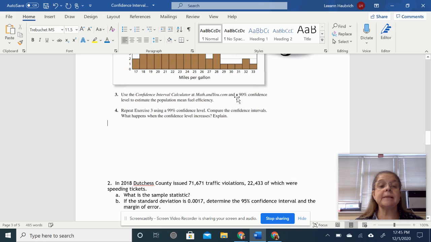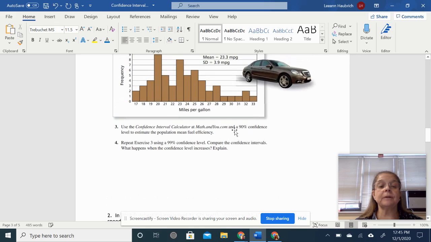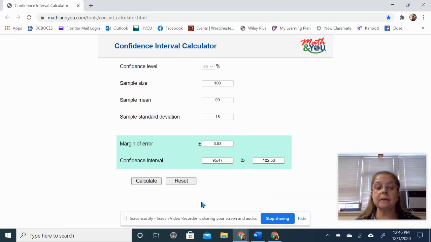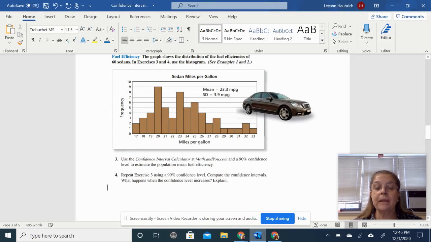Use the calculator to get the 90% confidence level to estimate the population mean. Well, I need to have three things. I need a mean, I need a standard deviation, and I need to know the size of the sample. So we're looking for 90%. I'm going to go back to where that is at, hit reset. It automatically resets to 90. I know the sample size is 60 because I counted the number of vehicles represented on the graph. The mean, I believe, was 23.3.